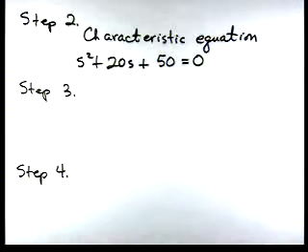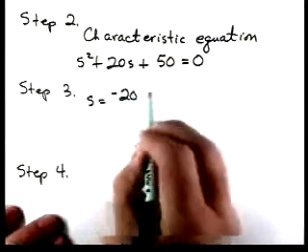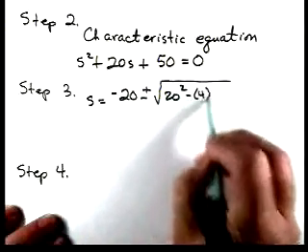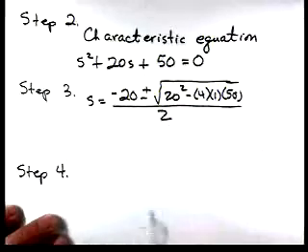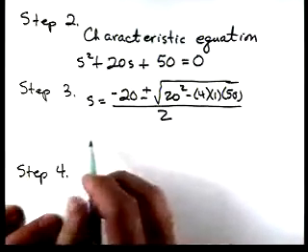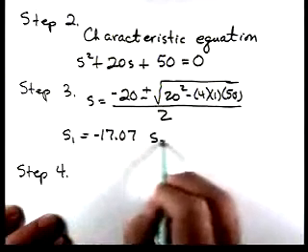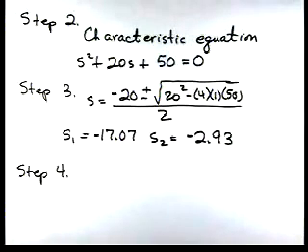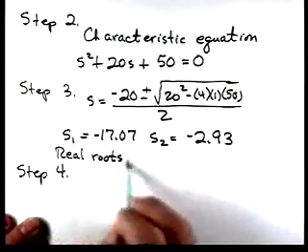This is the characteristic equation, and we'll look at our response in a second, but first we need to find the roots. If we use the quadratic equation, we have minus 20 plus or minus the square root of 20 squared minus 4 times 1 times 50, over 2. Our roots become s1 equal to minus 17.07 and s2 equal to minus 2.93. So we have real roots that are unequal.